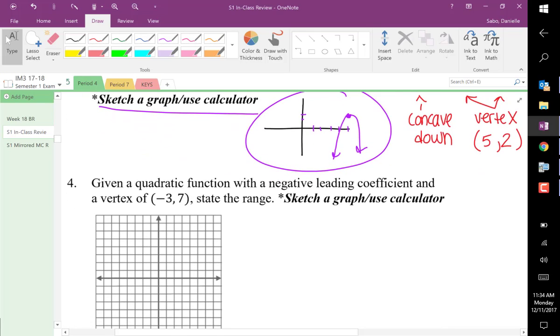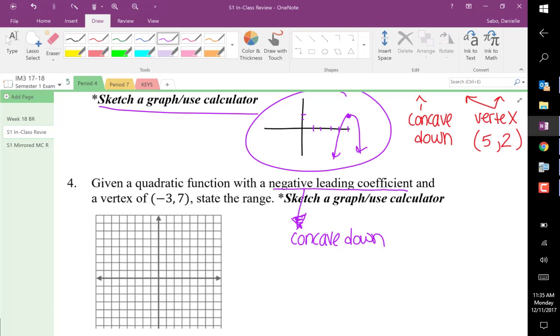Last part here on number 4. Given a quadratic function with a negative leading coefficient, what does that mean? I think it means that the right arrow goes down. The right arrow and the left arrow, they both go down, right? So it's concave down. There you go. That's what it means to have a negative leading coefficient. Leading coefficient just means the number all the way out in the front next to the equal sign.